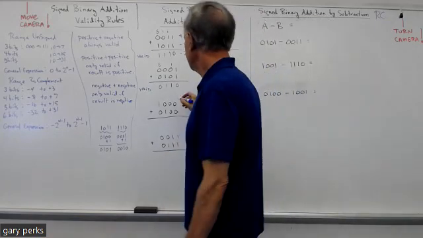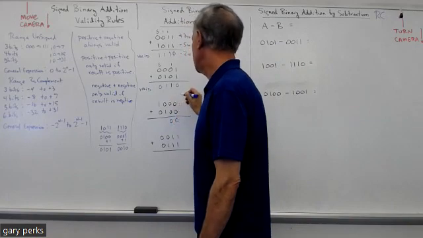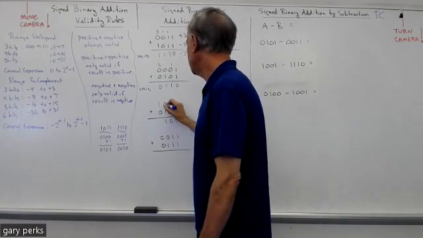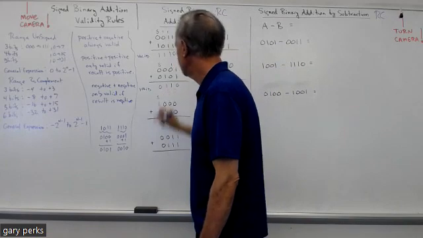All right, let's do the next one. 0 plus 0 is 0. 0 plus 0 is 0. Let's see, 0 plus 1 is 1. 1 plus 0 is 1. Now again, this is the sign bit here.